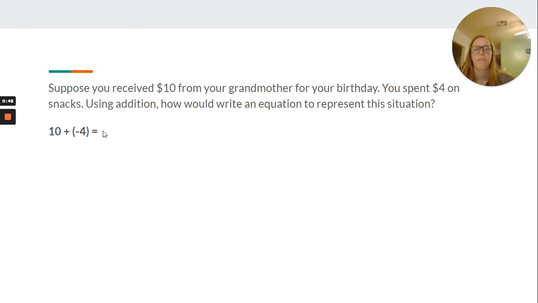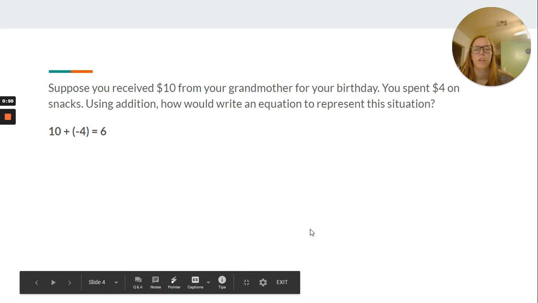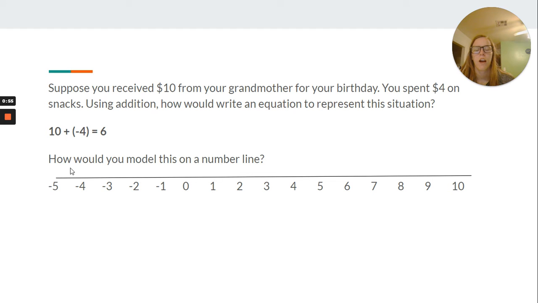Okay, so we need to find out how much that is. Well, 10 plus a negative 4 is going to give us 6. How would you model that on a number line? You're always going to start at 0. So first you need to get from 0 to 10. Then you're going to subtract your 4 to go to 6.